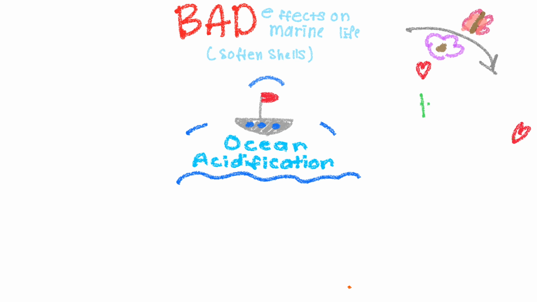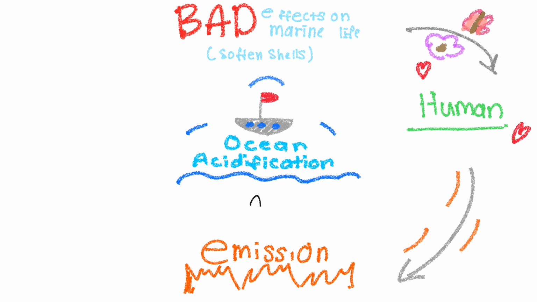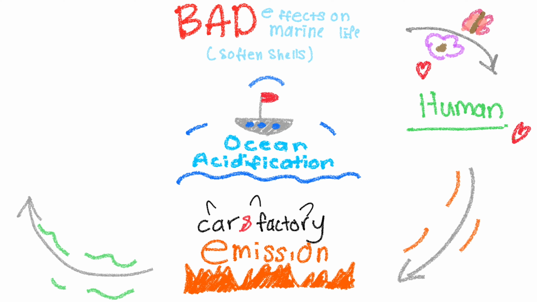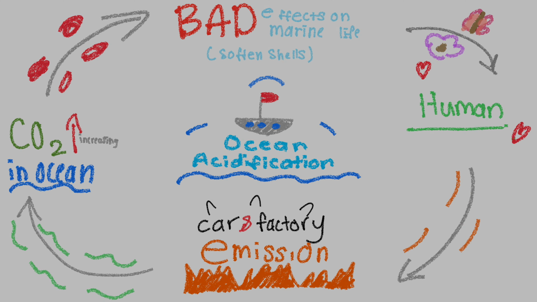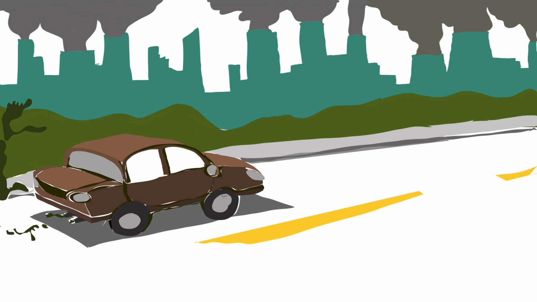It all started by humans, which is us basically, that uses car and the factory industry that emits heat. And this heat are carbon dioxide that falls into the ocean and increases the pH level in the ocean. Vroom, vroom, vroom!